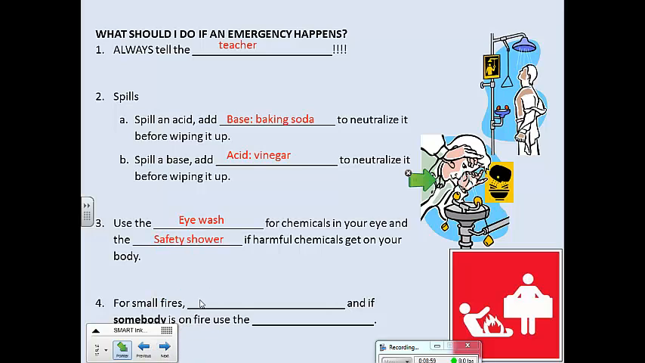And if you get them on your body, you're going to use that safety shower. That's what this is over here. That should get the chemicals off your body. In the event a small fire starts, you can always take a beaker and invert it on top of that fire. That'll suffocate the oxygen out of that flame, and that'll put it out. But if that fire catches on somebody, you can either use the fire blanket or the safety shower. Whatever's closest to you will work.